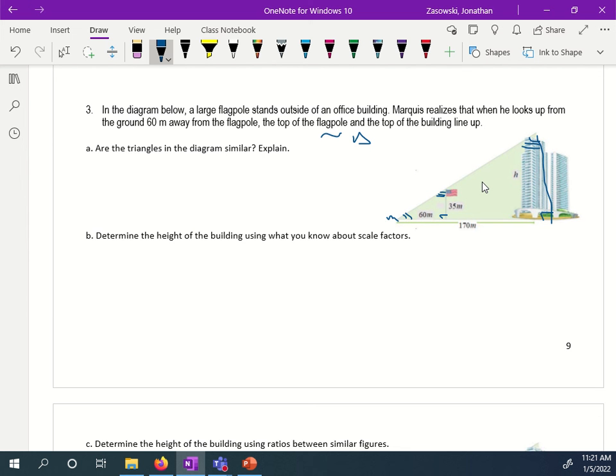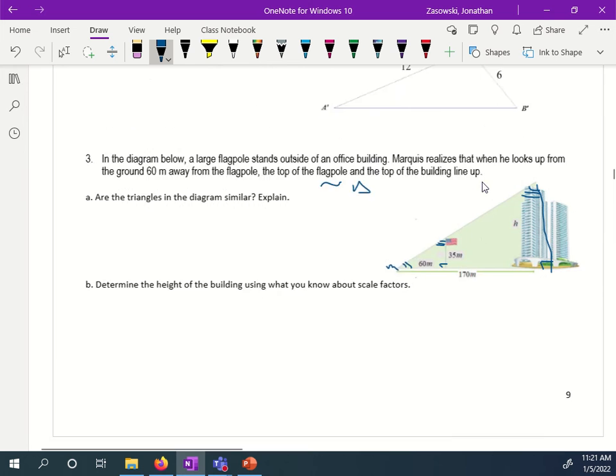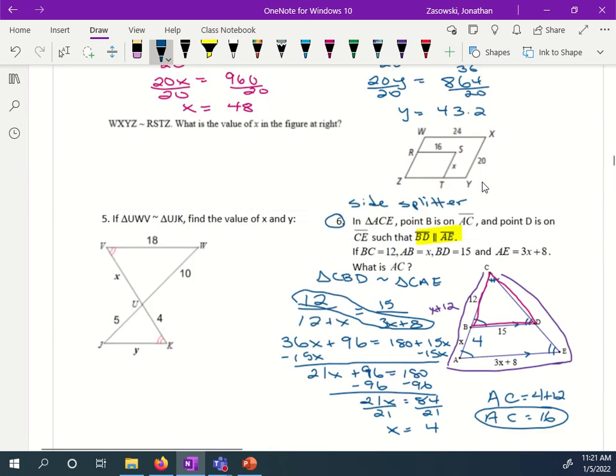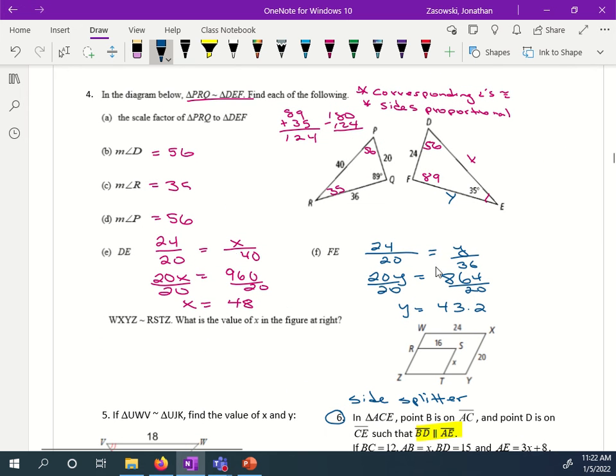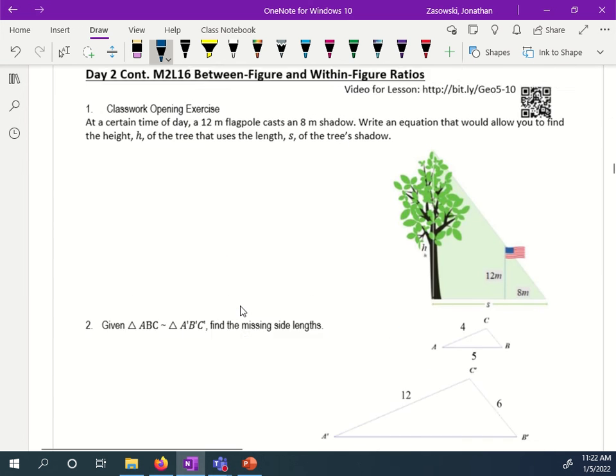What have we been doing all day? Stare at it until the answer magically appears. Get out of town. What do we do? We make a... What did we do for the last question that we did? We were trying to find the side. We made a... What's this called? Oh, we made a proportion. We're still going to make a proportion here.